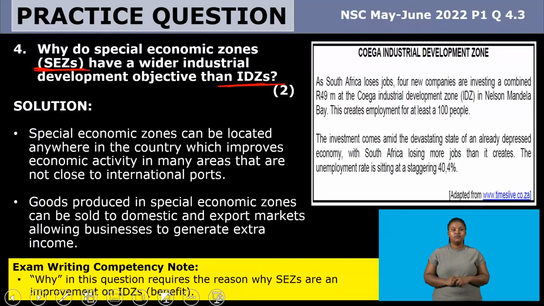And number 2, goods produced in special economic zones can be sold to domestic and export markets, allowing businesses to generate extra income. So special economic zones are more of an advantage because whatever is produced in the SEZ, yes, part of it can be exported, but some can be sold domestically. Unlike the IDZ, everything that is produced in the IDZ should be sold to international markets. In other words, it has to be exported, thereby neglecting domestic consumption.